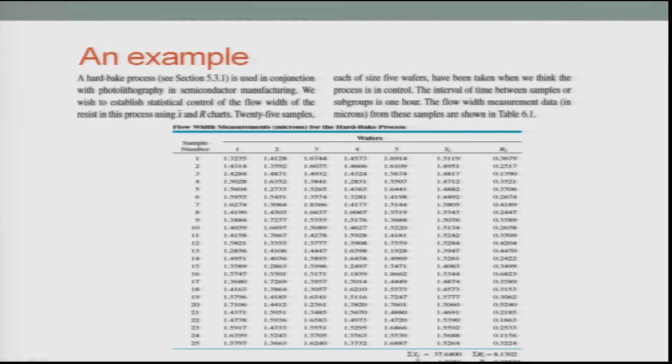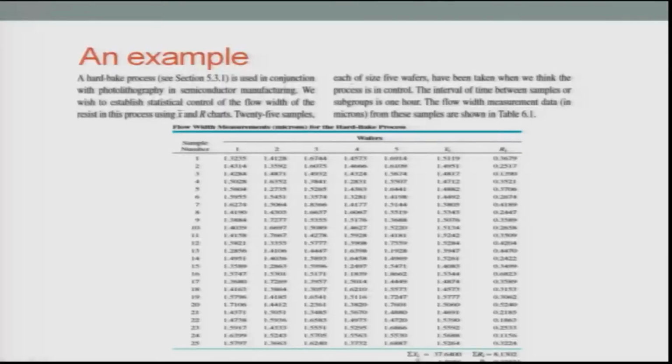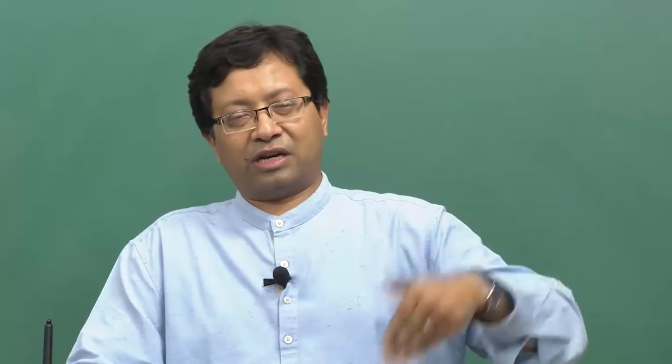Now you will be asking what is the number of observations in each sample. That is given as 5. If you read where I am hovering my pen, it says 25 samples, each of size 5, are taken. So, n is 5, m is 25. They were taken when we think the process is in control. The interval of time between samples or subgroups is 1 hour. If you remember, I mentioned 9 o'clock, 10 o'clock, 11 o'clock, and so on. So, the time difference between the sets of observations is 1 hour.